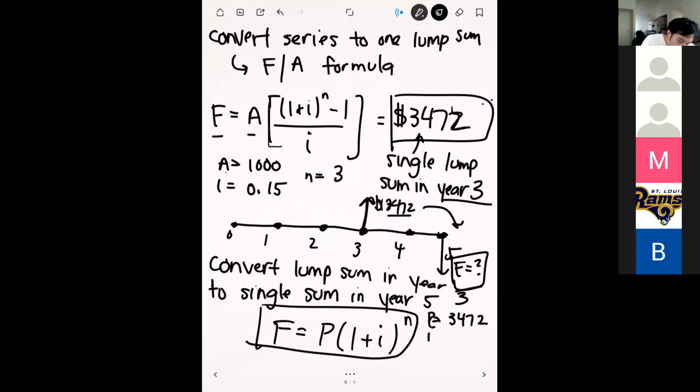Our i is still going to be the same, 0.15. And since we're only converting between year 3 and year 5, there's only 2 years in between, so we set n equal to 2. All right, does that make a bit more sense? Yeah. Great.